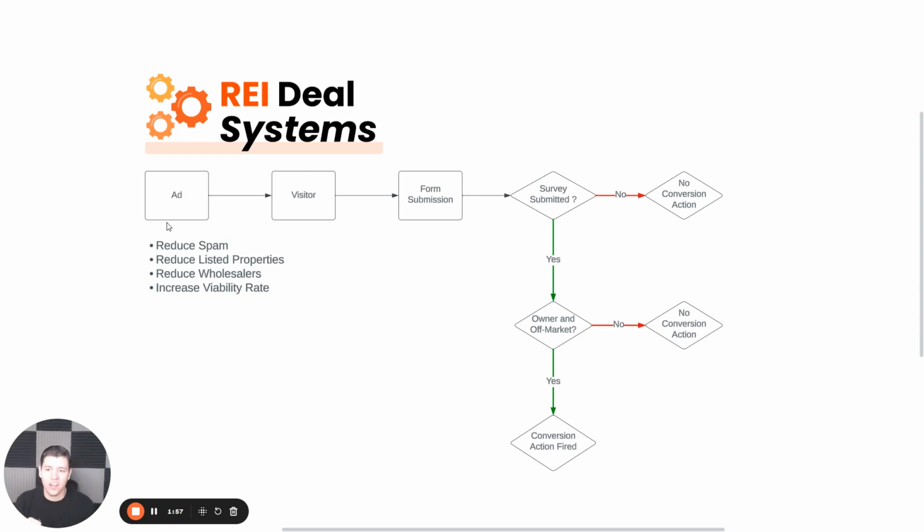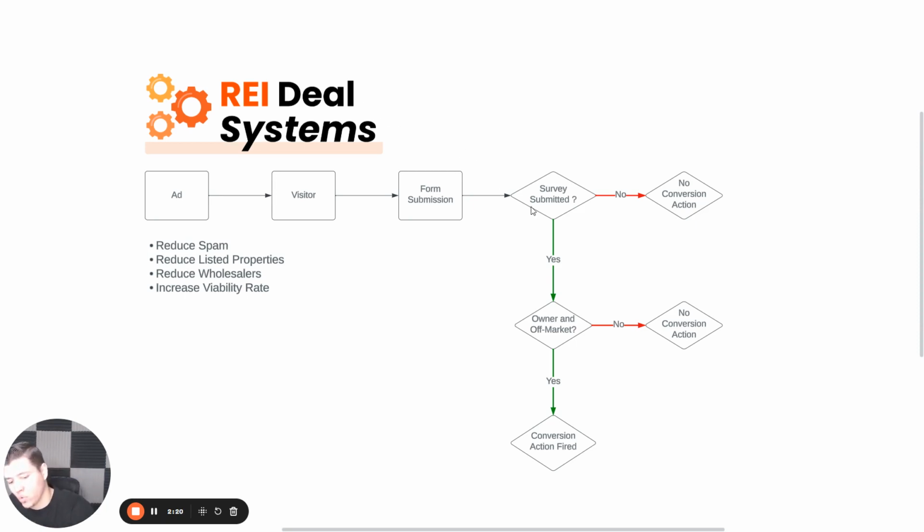So on the left-hand side, you have somebody clicking on the ad, they become a visitor, and one of two things is going to happen. They're either going to submit the form or they're going to leave, of course. And if they submit the step one form, which collects their phone number, their property address, and their name, then it'll push them to a survey, right?